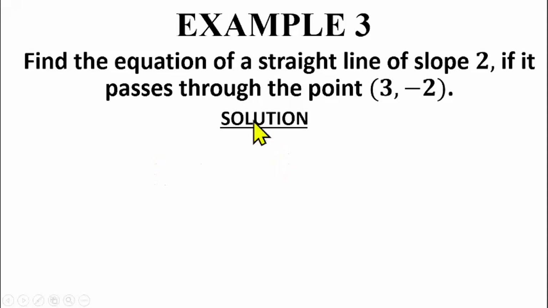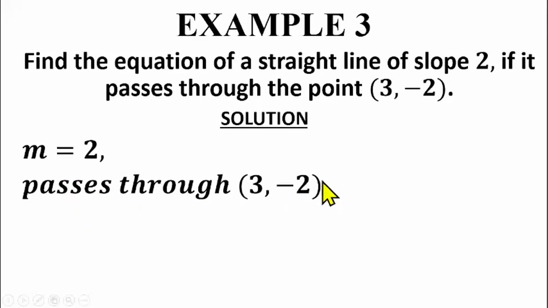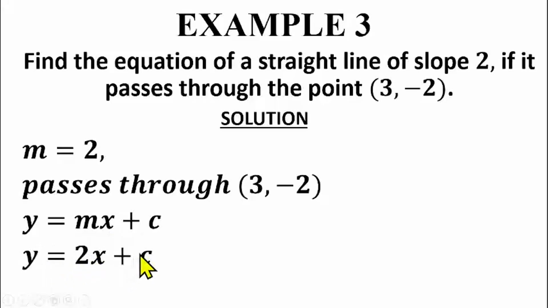So all you need to do is to remember the general equation of a straight line, which is y equals mx plus c. And in this case, our m is what? 2. And we are told that it passes through 3, minus 2. If you put m here, you have y equals 2x plus c. The only thing that we need to find now is our c, which is the y-intercept. And that's the reason why you are given this point that it passes through. So at 3, minus 2, that means 3 represents our x, and minus 2 is what? y. So put 3 here, put minus 2 here, and you will be able to find what?